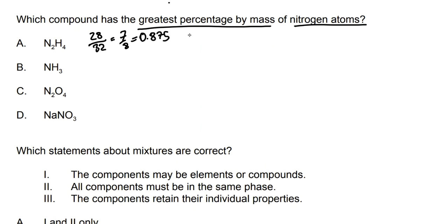Or 87.5%. So these are just fractions that you need to know, so I'm able to convert that. Next one we have, this one's going to be nitrogen, which is 14, and 3 hydrogen, 17, so 14 over 17. Next one, nitrogen 2 and oxygen 4.